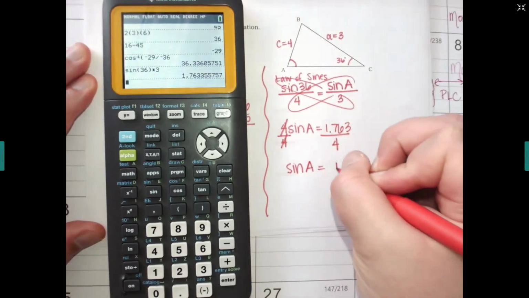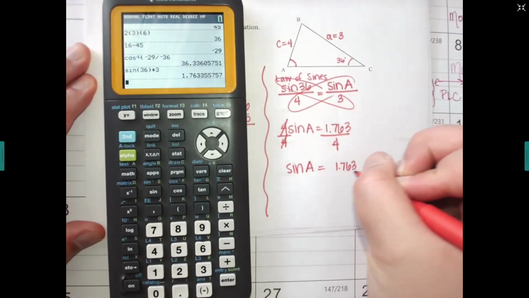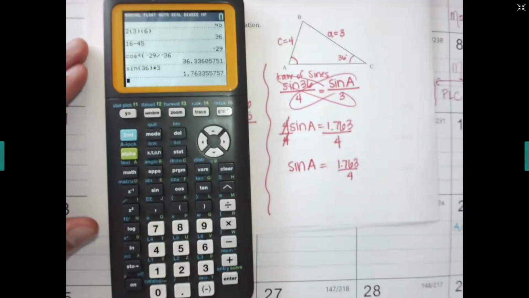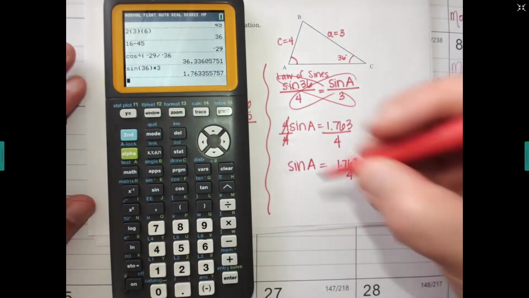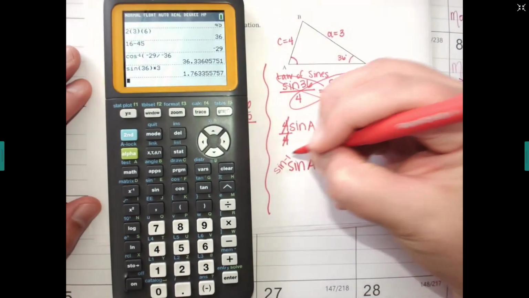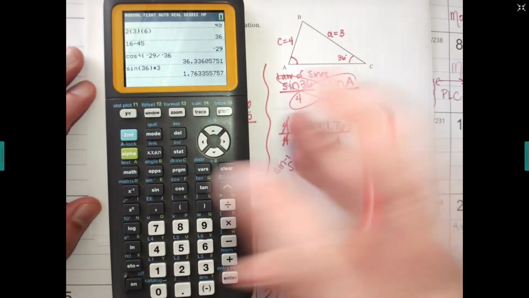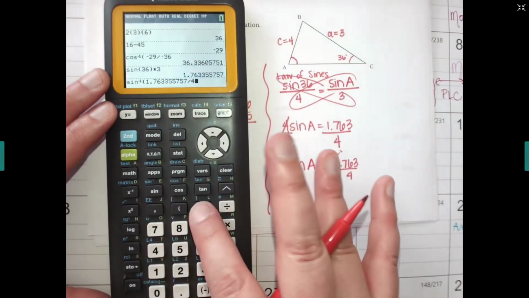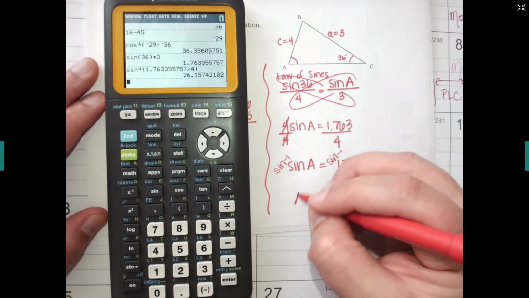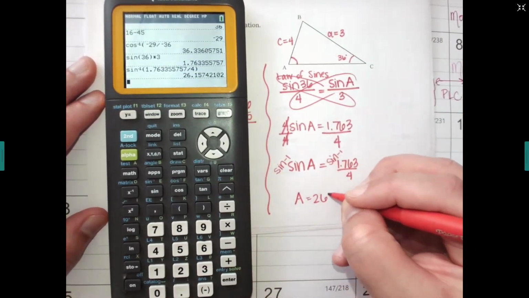Okay, remember, you don't actually have to divide it. You can just leave it as a fraction here, because then what's the next step? To get rid of the sine, you'll do the inverse sine. So inverse sine of 1.763 divided by 4, that gives me 26 degrees.